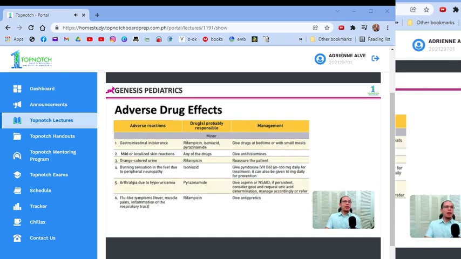They usually ask this in the exam. Okay? So, ito yung adverse drug reaction, ito yung possible agent and what to do. So, if you have GI intolerance, usually rifampicin, isoniazid, or pyrazinamide, you can give it at bedtime or with small meals. Take note, isoniazid and rifampicin, they're usually and ideally given before meals in an empty stomach. Pyrazinamide and ethambutol can be given after meals.